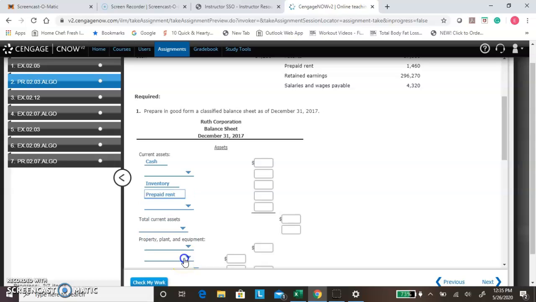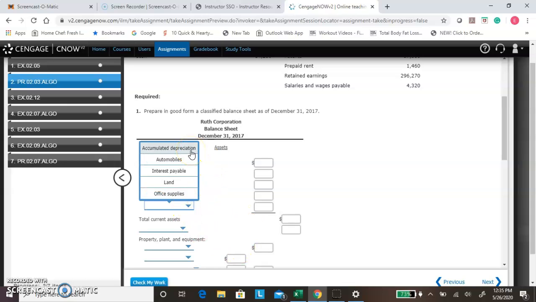Prepaid rent, let's talk about that for a second. That is an asset. And what that means is that you've paid, let's say you've paid rent for the next 6 months. So you've prepaid that. You've paid that up front. And you usually don't prepay anything for longer than a year, so that's considered a current asset.